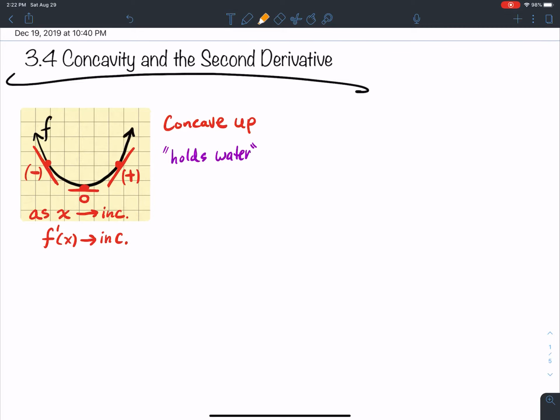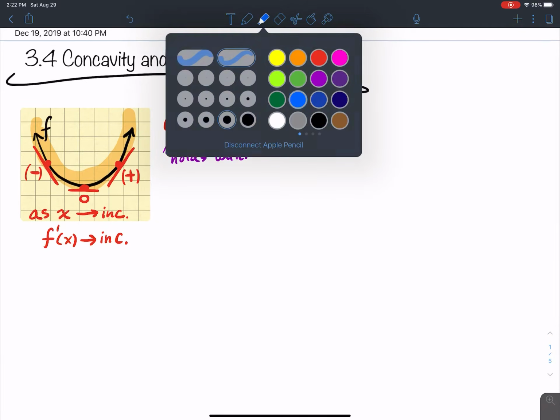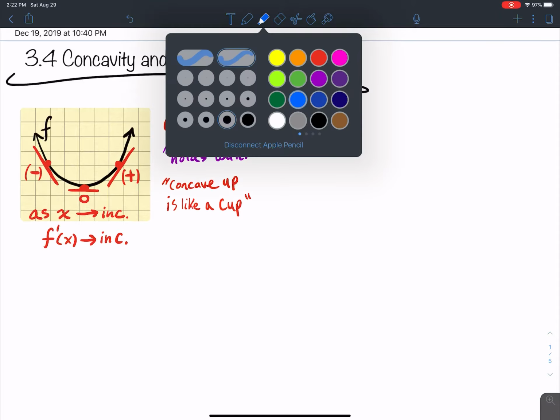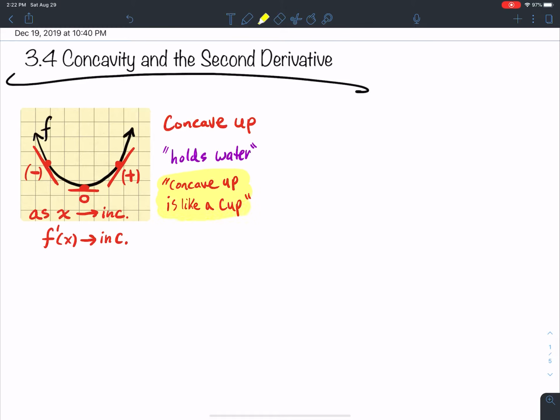One way to remember it: it holds water. So what do I mean by that? If water was pouring down here, water would get held in this, right? So it holds water. Now, another way to remember concave up is like a cup. You can fill it up with water, right? So that's the idea there. Concave up is like a cup. It's kind of silly, but it's a good way to remember concave up, like a cup.